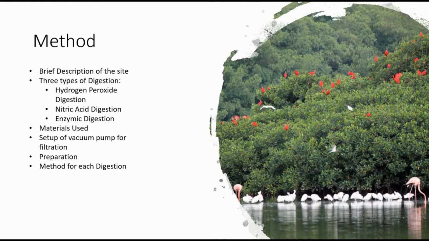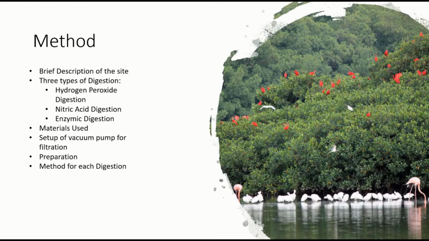The Caroni swamp is the second largest mangrove wetland in Trinidad and Tobago and is protected under the Ramsar Convention as a wetland of international importance. Now on to the method. There are 3 proposed methods to find the most viable one. The first method is peroxide digestion.